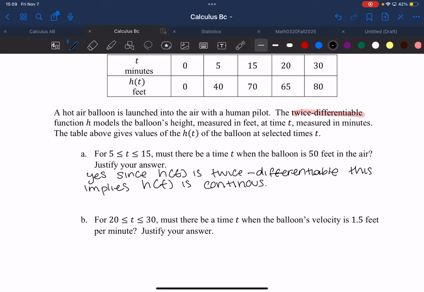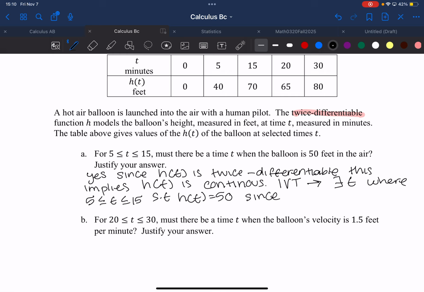Okay, that's the first part. In order to continue using IVT as our justification, we would say, because it's continuous, we can use intermediate value theorem, which implies that there exists a t, where t is between 5 and 15, such that h of t is equal to 50.